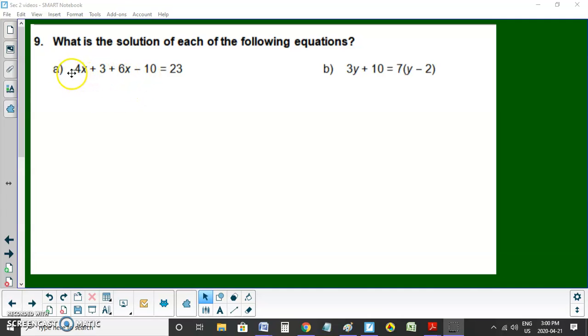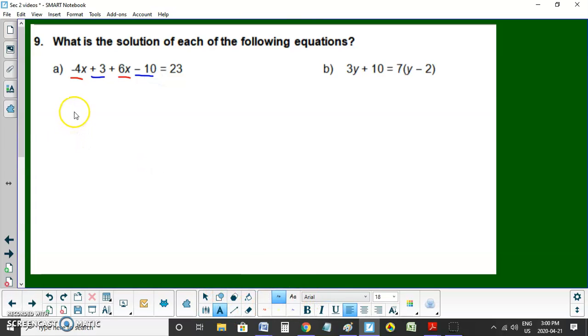So on the first one here, we have x's that we need to join together, and we have the constants here. So let's simplify the left-hand side first. Here we have an x term, another x term, and then over here we have constants. The first thing I'm going to do is just write them out next to each other like this. So negative 4x plus 6x plus 3, I'm just going to put them next to each other, plus 3 minus 10 equals 23.